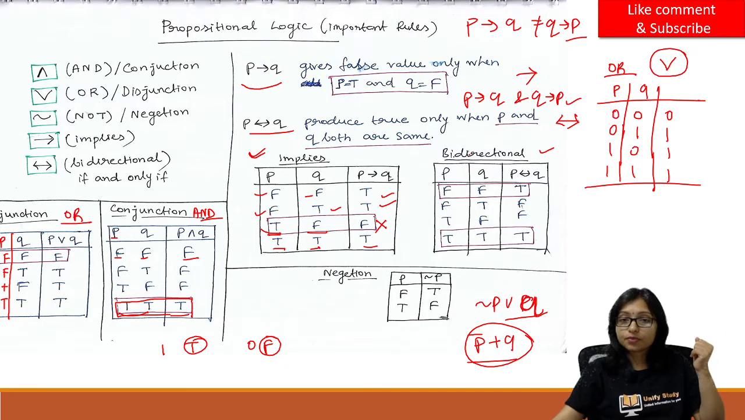What is the truth table for bidirectional? Bidirectional means both have to be the same. That's why for false, false it will be true, and true, true also it will be true. These are the main truth tables that you have to remember. So it is AND, OR, implication and bidirectional.